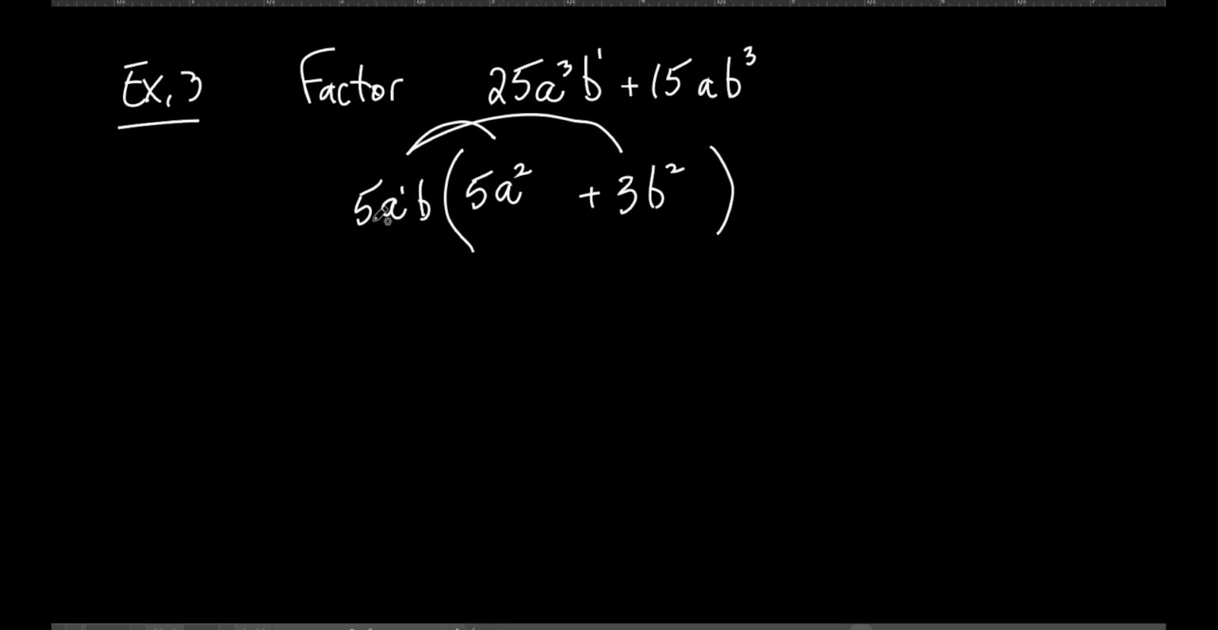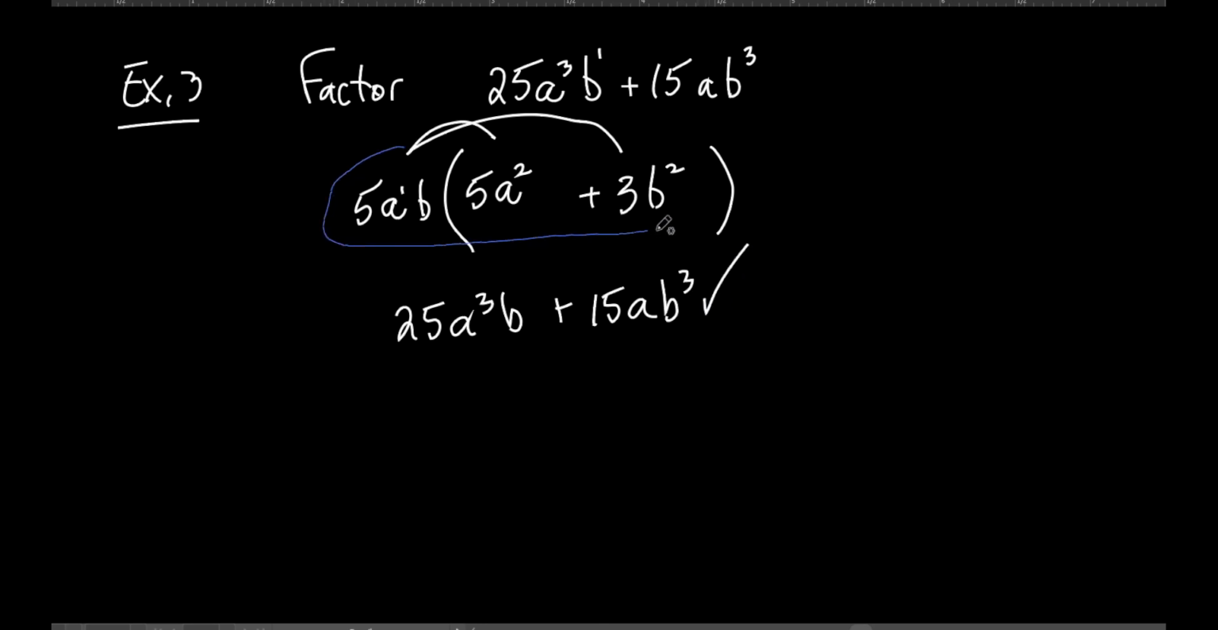So let's just check it. 5 times 5 is 25. A times a squared is a cubed and then b. Is that what we have here? Absolutely. Plus, let's do this. 5 times 3 is 15. A, b, what? Cubed. Is that what we had to begin with? Absolutely. So it does check, all right? But this technically is my answer right there. That's how you factor. All right, let's do another one. And then we'll stop. Nope, 2 more.